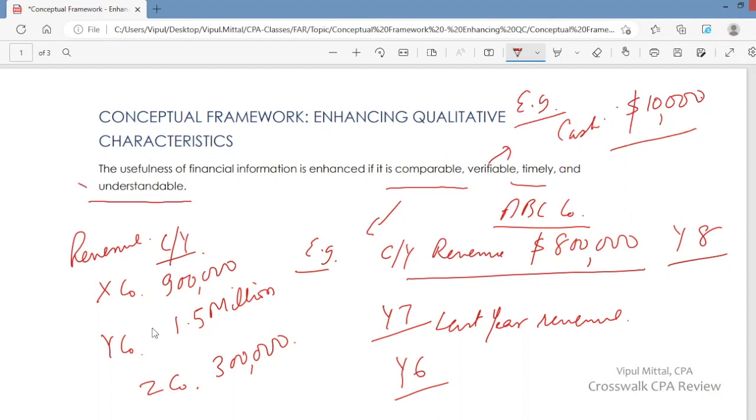Information should be understandable, properly classified, presented, clear, concise. That you may say that information is understandable. So these four qualitative characteristics are enhancing qualitative characteristics because these characteristics increase the usefulness of financial information.